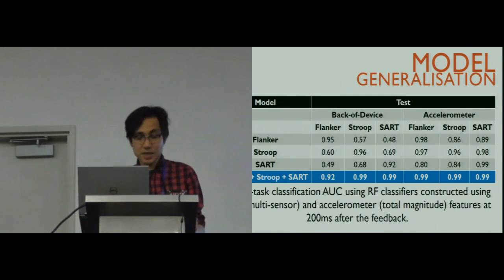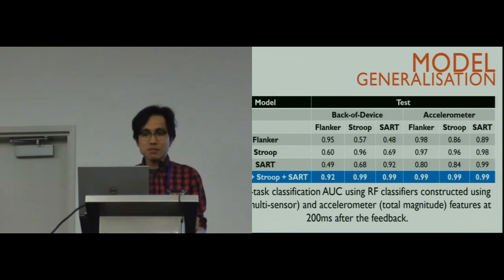As can be seen in the table, the performance is very good for accelerometer data, where the AUC is approximately between 0.8 and 0.9. However, this is weaker for the back of device data. And interestingly, training with a multitask model, when we combine Flanker, Stroop, and SART together, improves the test performance over training on just the matching task. This suggests that swipe errors are generated across these tasks.